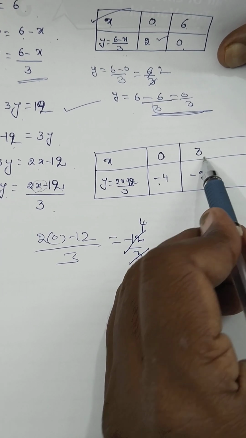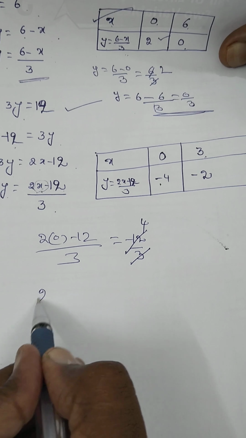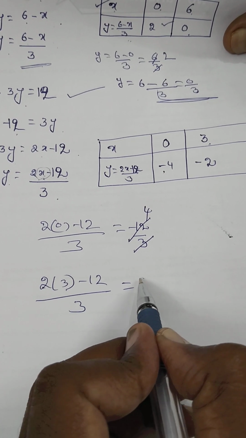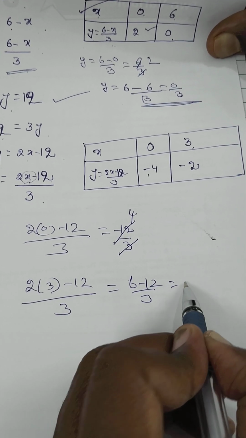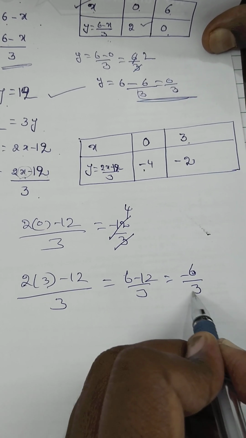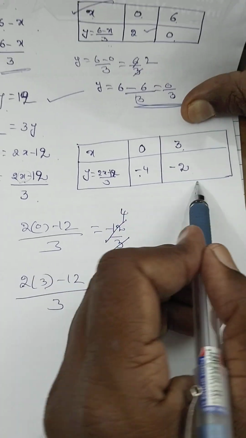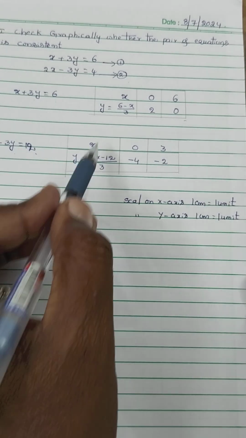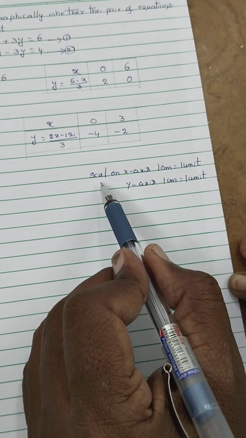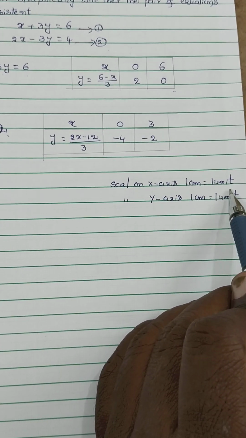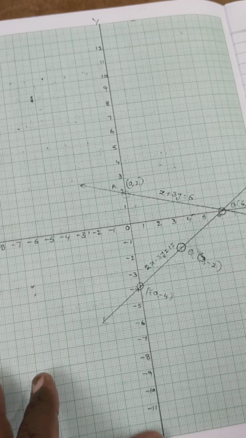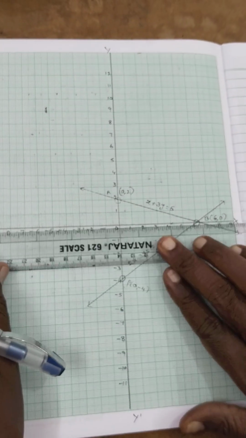Again in the place of x you write 3, 2 into 3 minus 12 by 3. 2 3s are 6, 6 minus 12 by 3, that is equal to minus 6 by 3, it cancels, minus 2. This one, again you have to write in the graph book like this. The shape should be very nice, and then you have to write scale on x-axis 1 centimeter is equal to 1 unit. Again scale on y-axis 1 centimeter is equal to 1 unit. Then you have to write the graph scale like this.